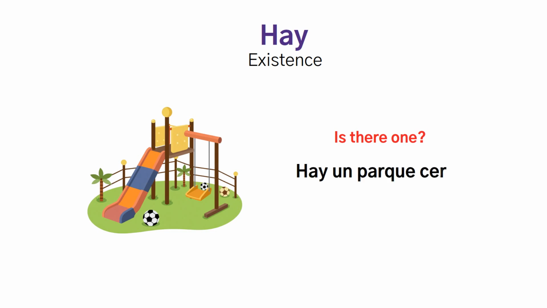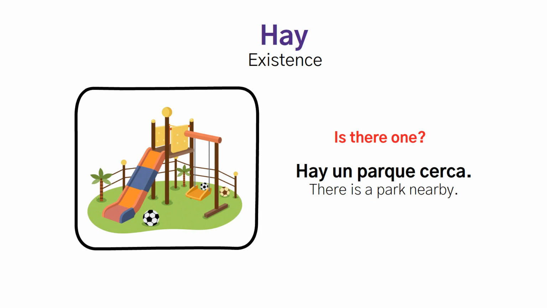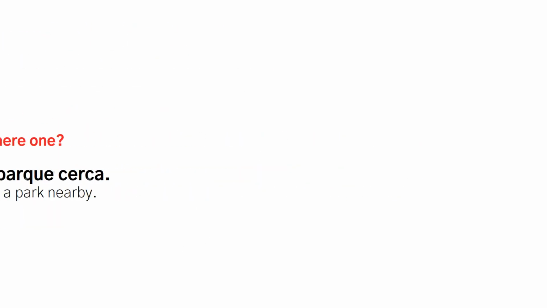It answers the question, is there one? Hay un parque cerca. There is a park nearby. You're telling someone that a park exists in this area. You're putting the concept of this park into their awareness for the first time.